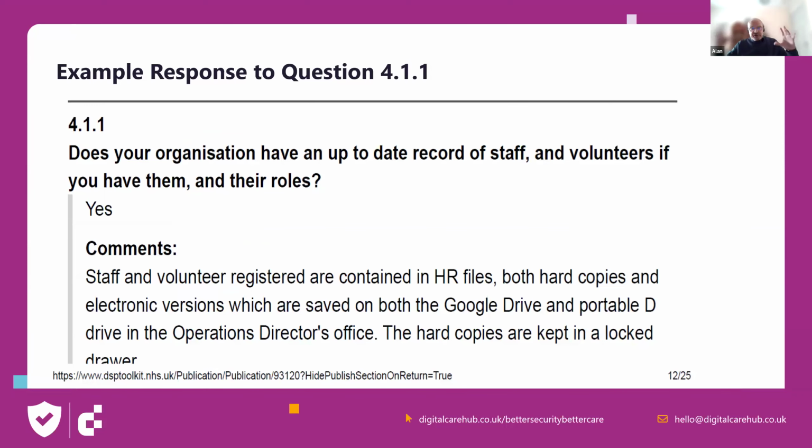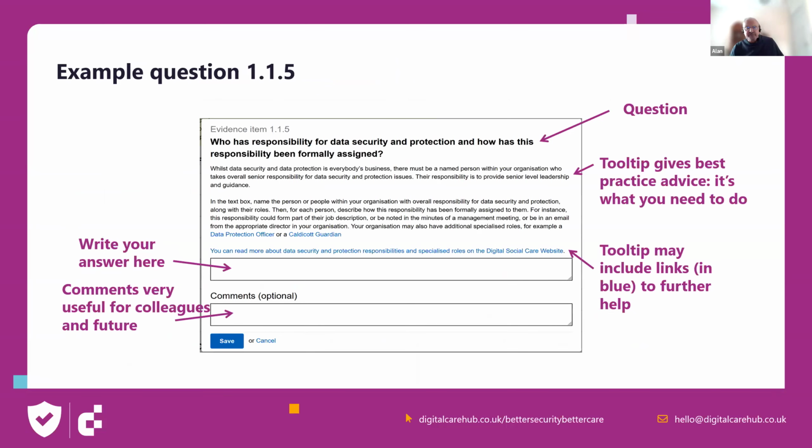So let's have a look at an example response. So does your organisation have that record? Yes. So that would indicate that you've ticked the box on the top left. In the comments box, you could put something as we've got on the screen, which tells people where their records are kept, both hard copies and electronic copies, and how to access them should they need them. So now let's have a quick look at some of the questions and how they work in more detail.